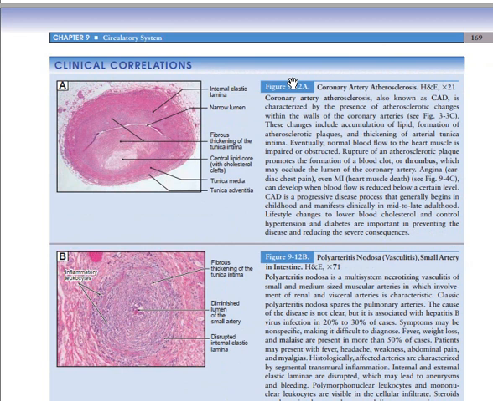Now, what is the clinical correlation of this? The clinical correlation: you have coronary atherosclerosis.